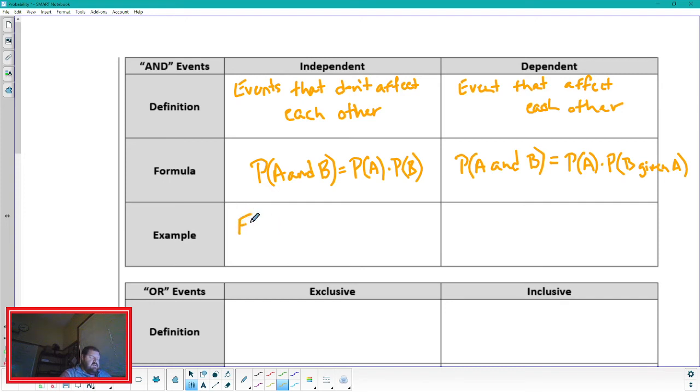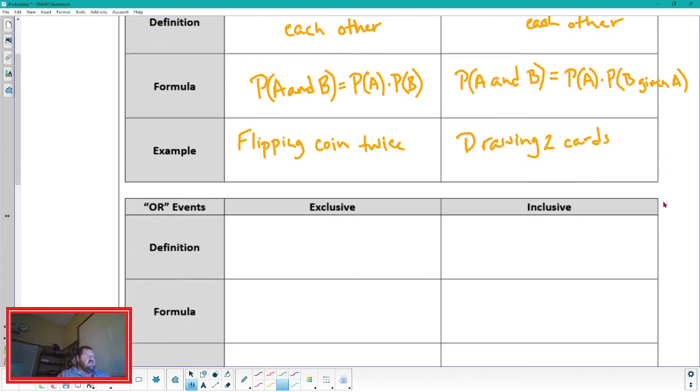For independent, we said something like flipping a coin twice. And for dependent, we said something like drawing 2 cards. And I made sure to say, I'm not going to write it here, but without putting the cards back. So that's independent and dependent.